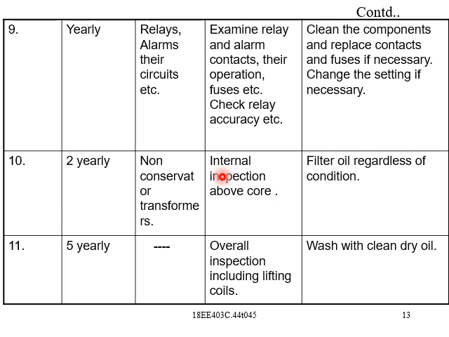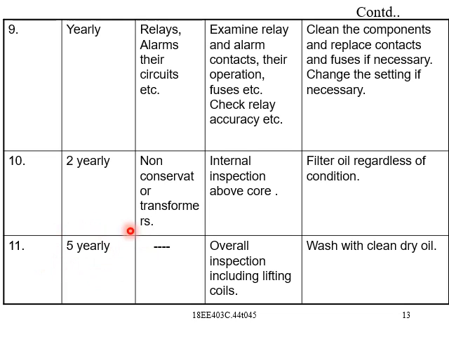The examination to be done is internal inspection above the core. If any problem arises, the action to be taken is to filter the oil regardless of condition.